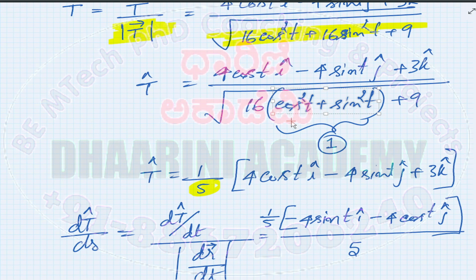So that means we are writing it as 4 cos t i cap minus 4 sin t j cap plus 9. The sum comes to be 5. So that's root 25, which is 5. So I'm writing it as 1 by 5 times this vector as it is. All right, in the next step, this is what is T.